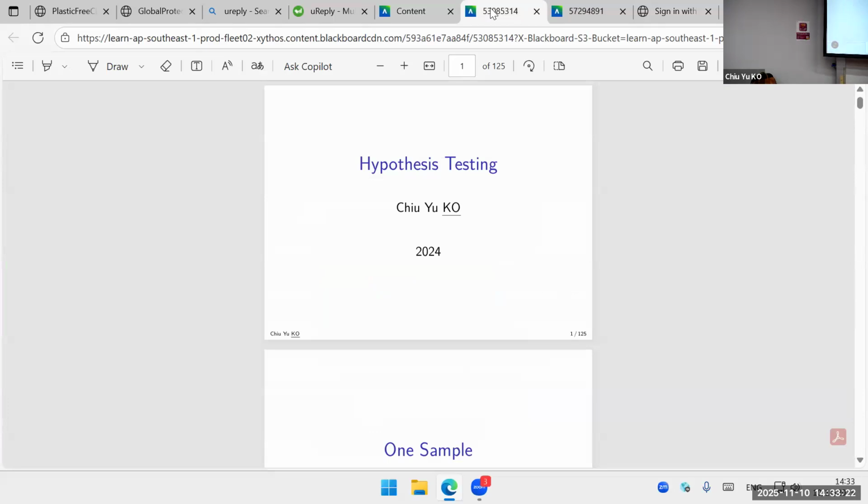So very quickly, let's think about how to deal with the last few topics. We have two topics, hypothesis testing and regression. I guess for ANOVA, we have two parts, one-way ANOVA and two-way ANOVA.